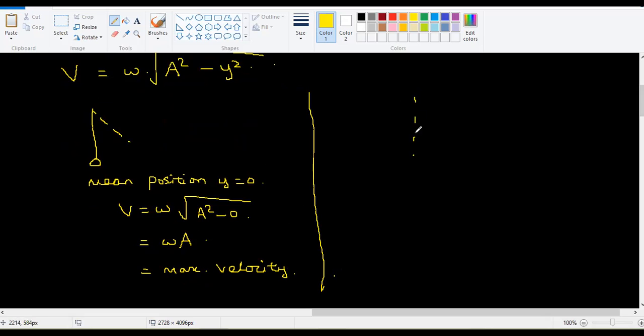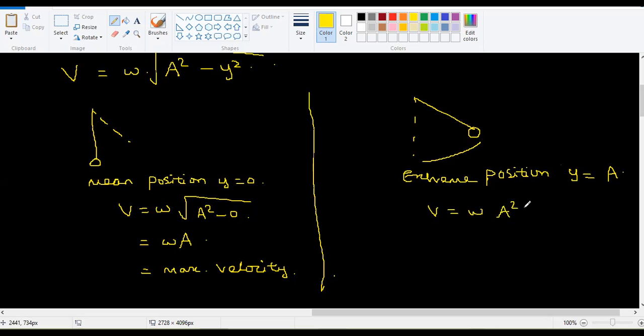Similarly, if I consider the pendulum at the extreme position, can anyone tell me the velocity at this extreme position? 0. Very good. So what is the displacement here? Amplitude A. That means V is equal to omega root of A squared minus Y squared, which has to be written as omega root of A squared minus A squared. Hence it will become 0. So velocity at the extreme position is 0.